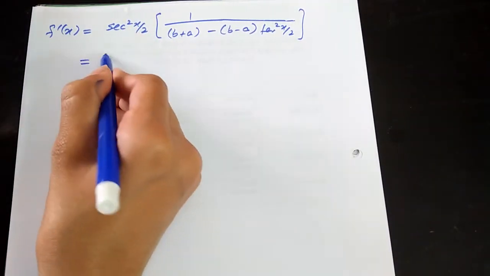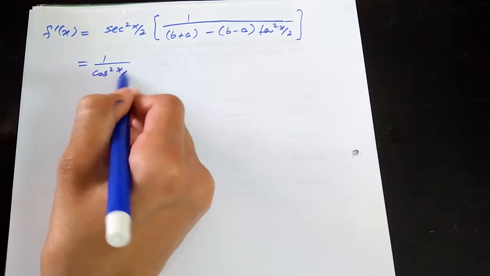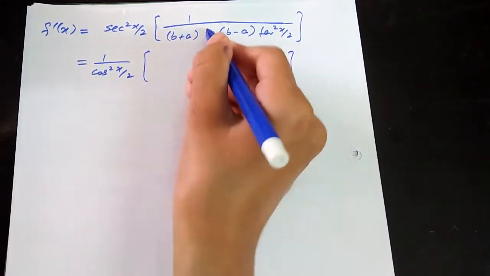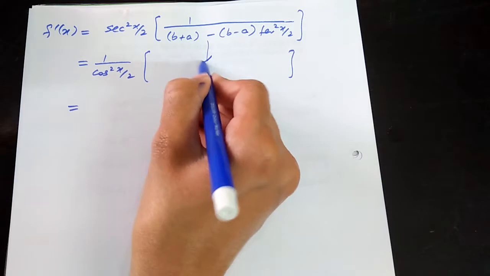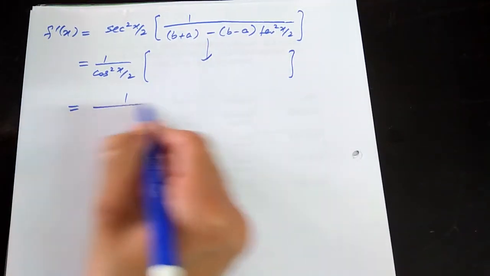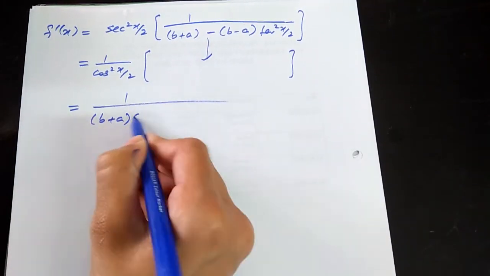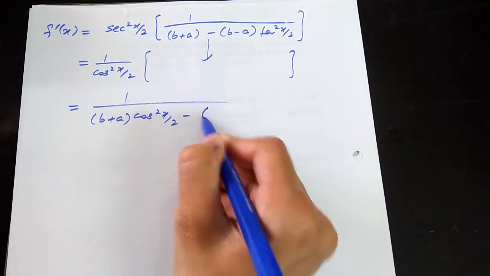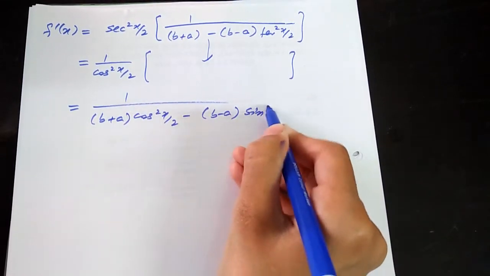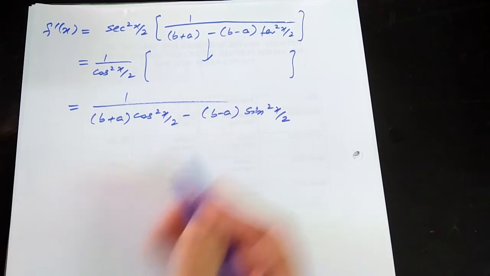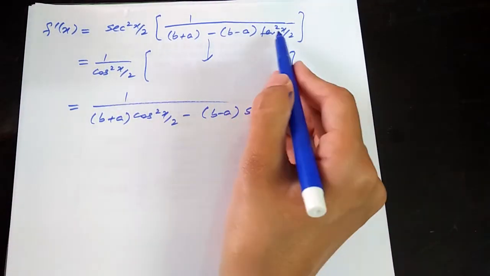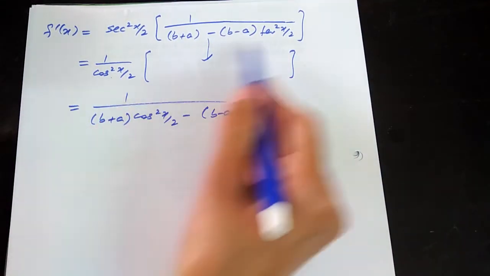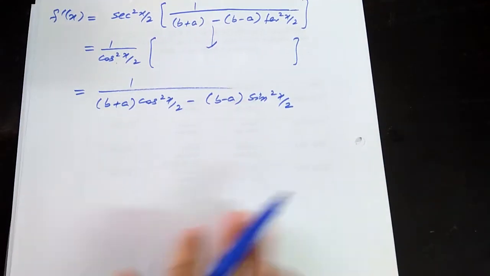The secant square of x by 2 can be written as 1 over cos square of x by 2, and the inside terms will be written as it is. Now move it inside, we'll get here 1 over b plus a cos square of x by 2 minus b minus a sine square of x by 2 here. Because you know the tangent square of x by 2, the identity of it, if it is multiplied with cos square of x by 2, will be left with sine square of x by 2.